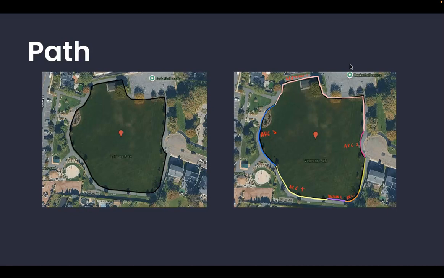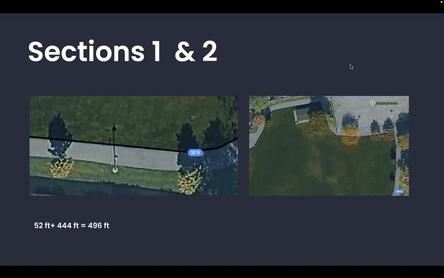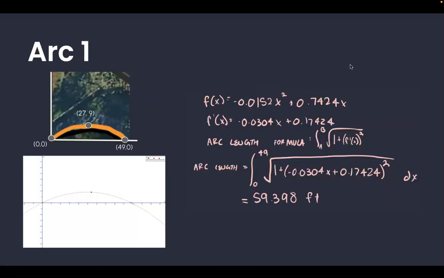The goal of my project was to figure out how many laps I would have to run or walk around this path for it to be 1 mile. I started with sections 1 and 2, and I used the measure tool in Google Maps. The first section was 52 feet, and the other section was 444 feet, for a sum of 496 feet.